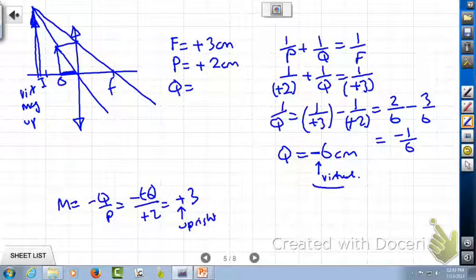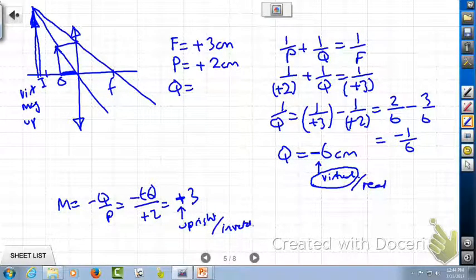The real or virtual is done there. So if it is virtual, it has to be negative. If that's a negative sign, it's virtual. On the magnification, it's the upright or the inverted, and this is a positive 3, so it's upright. So these give you virtual or real, and this gives you upright or inverted. Cool. So there's the match. I'm going to stop there.